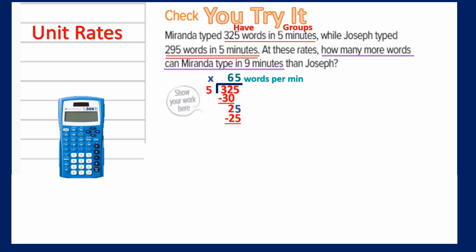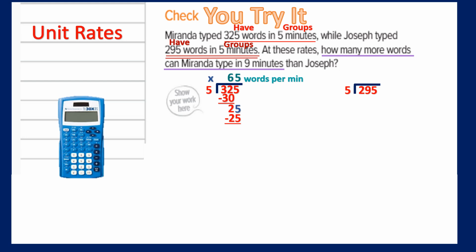Did you get that far? Right? And if you didn't and you made a mistake, look at your math, look at my math, and see where your mistake might be. Your second one that you should have worked is with Joseph's rate. He did 295 words. That's what we have. And he did it also in 5 minutes. So that's the groups we put it in.